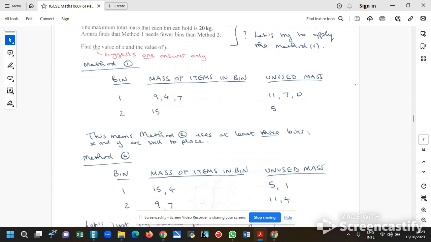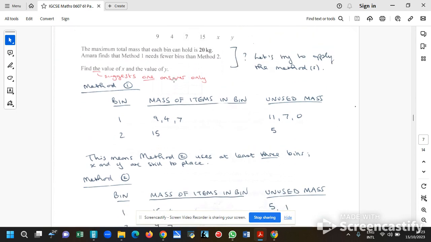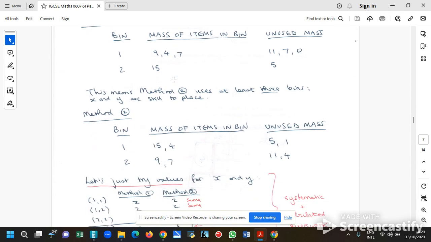Let's try method 2 on the same items. The 9, the 4, the 7, and the 15. Well, they can go like this. Remember, we're putting the biggest ones in first. So the 15 goes first. The 9 has to go in bin 2. Then the 7, well, it can't go in bin 1, so it has to go in bin 2. But we can fit the 4 into bin 1.